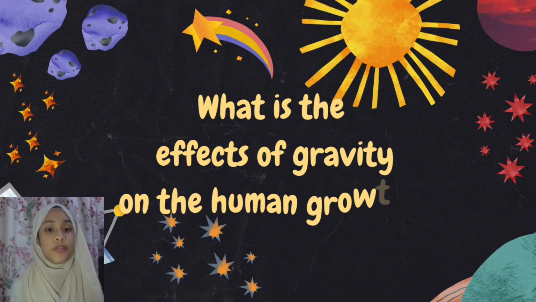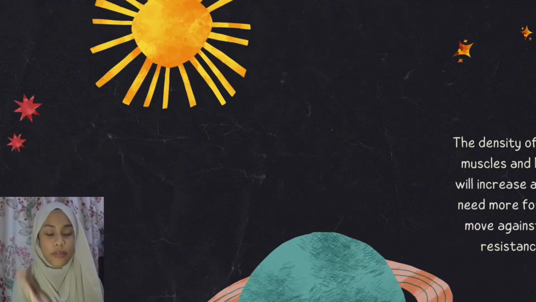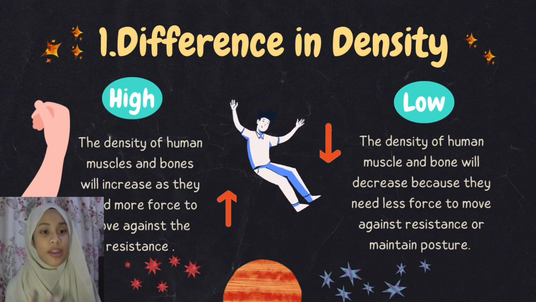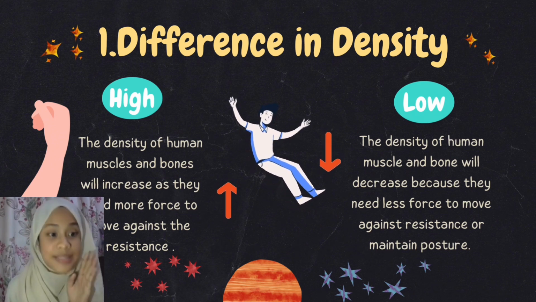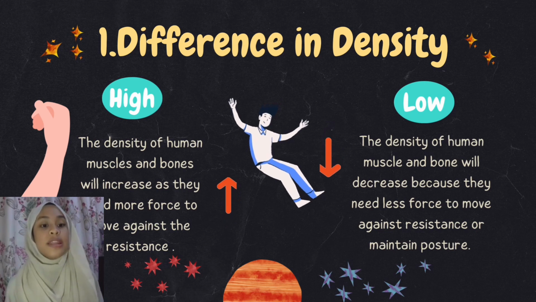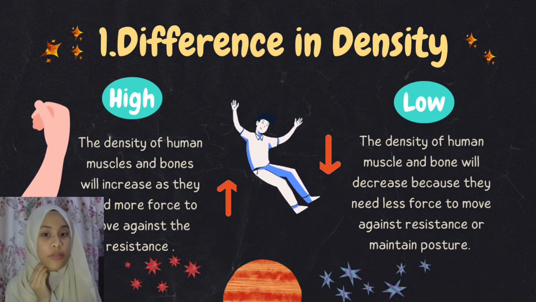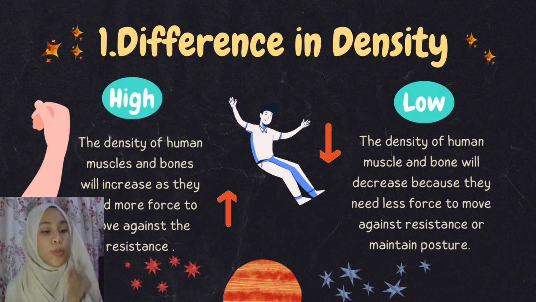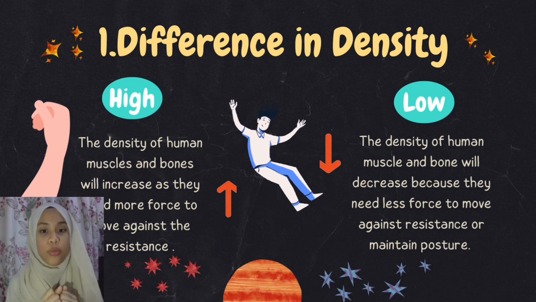And what are the effects of gravity on human growth? So I will share with you five effects of gravity on human growth. And the first one is the difference in density. So during high gravity, the density of human muscles and bones will increase because the mass increases. This is because they need more force to move against the resistance. And during low gravity, the density of human muscle and bone will decrease because they need less force to move against the resistance or maintain the posture. And that's why when we become less dense, we tend to become floating in the air.